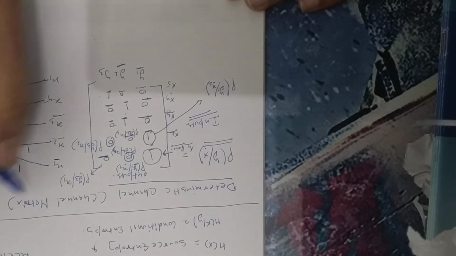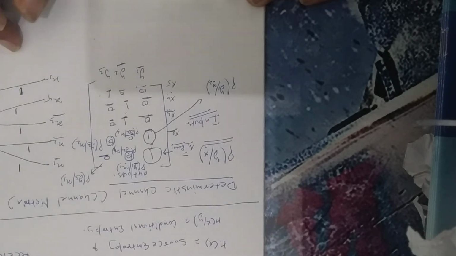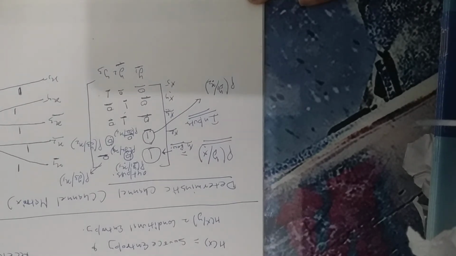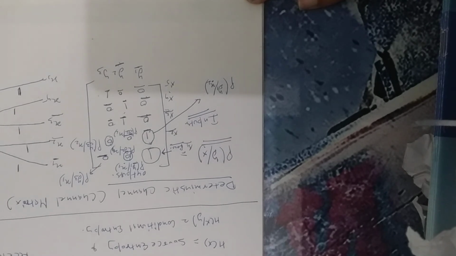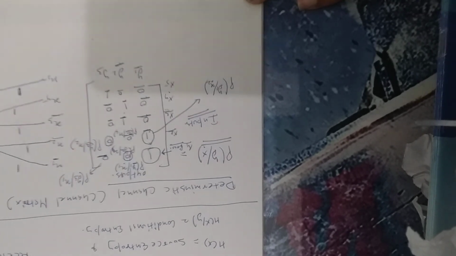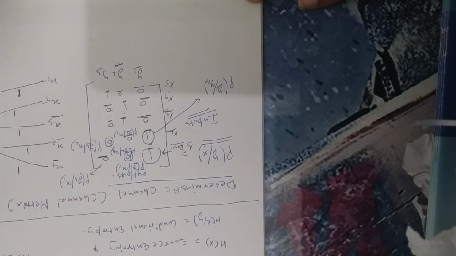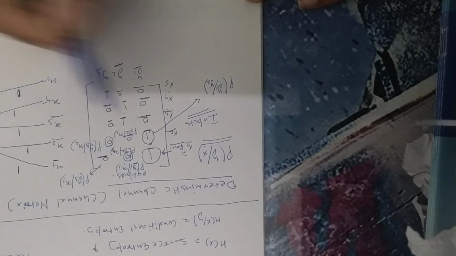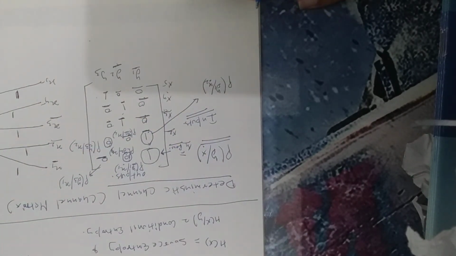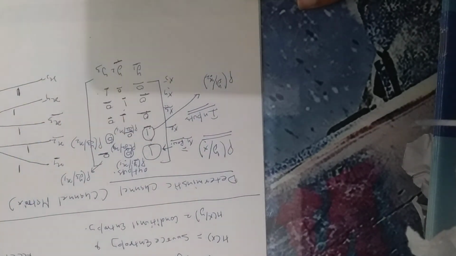So this is how the deterministic channel looks. This always has one element active in every row. So that means each and every input will reach the output. So this type of channel is called a deterministic channel. They have one element active in one row.